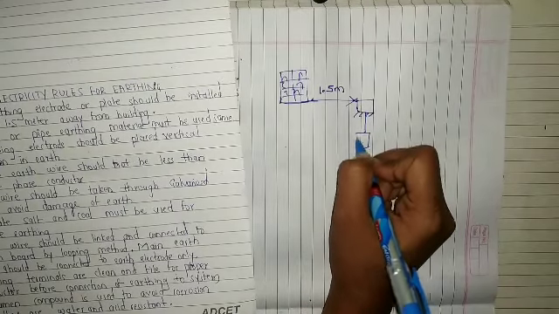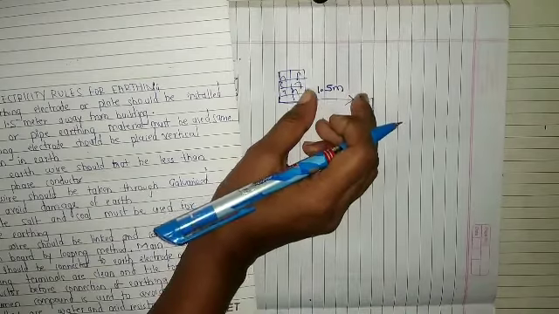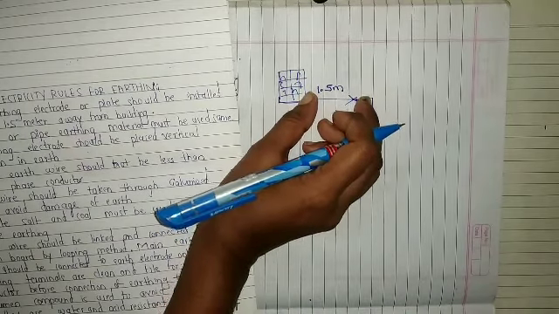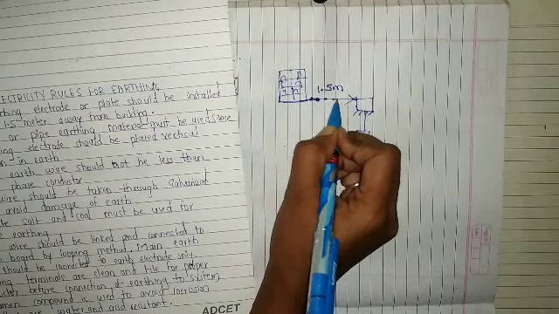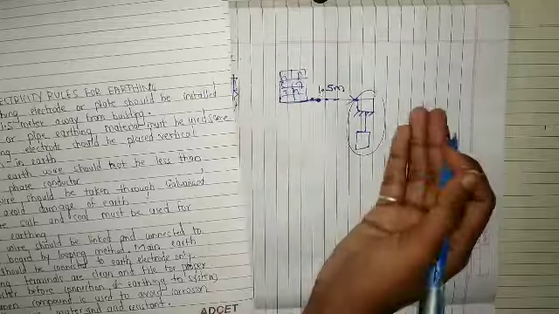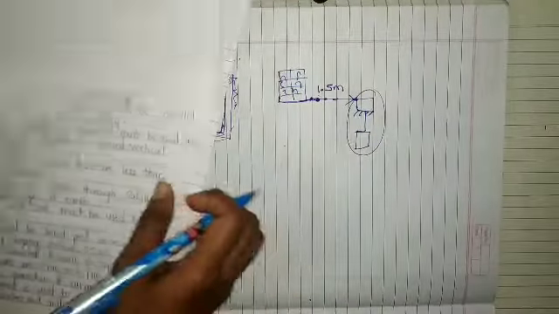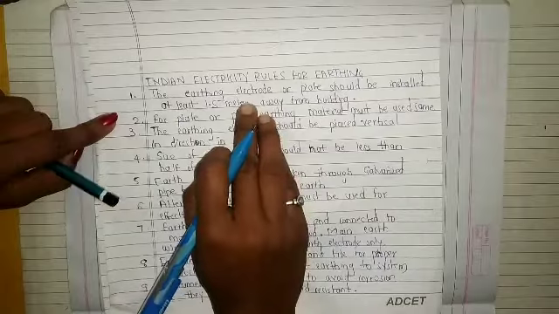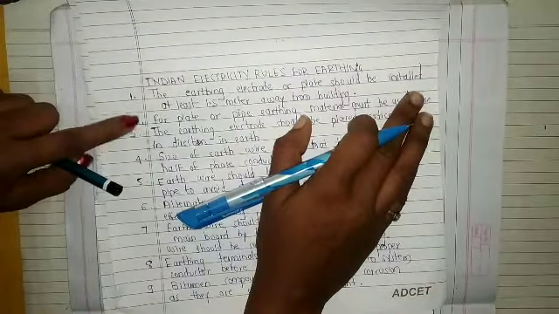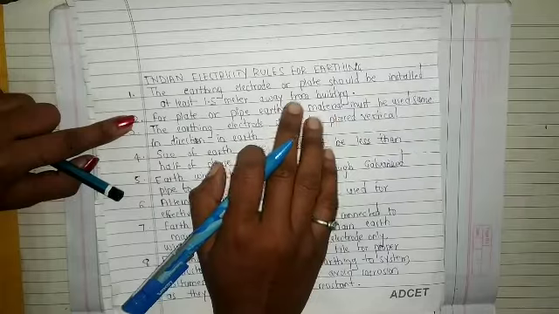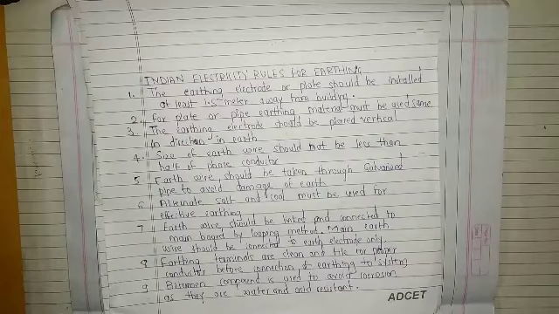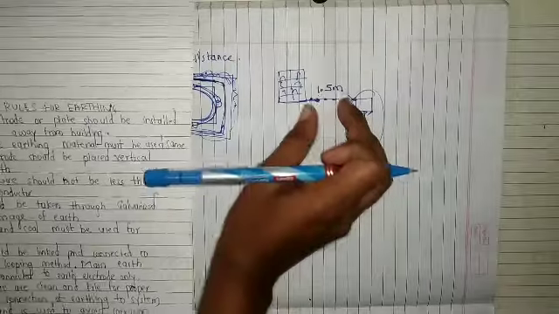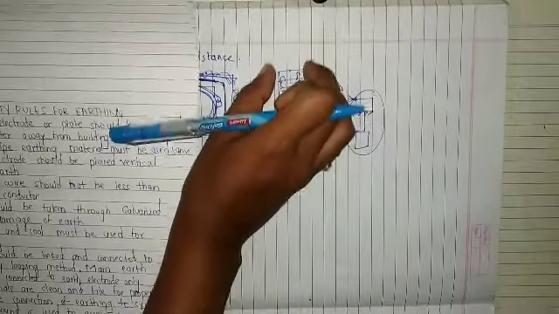We have to place the electrode here. The distance must be 1.5 meters away from our building. So it must not be in this area, it should be here, 1.5 meters away from our building. So what it says is the earthing electrode or plate should be installed at least 1.5 meters away from the building. So this is the first rule. It is easy, right? Just understand that our earthing should be provided 1.5 meters away from the building.